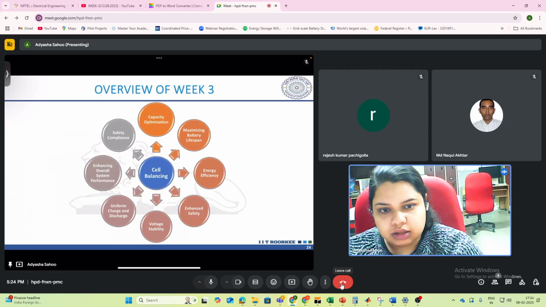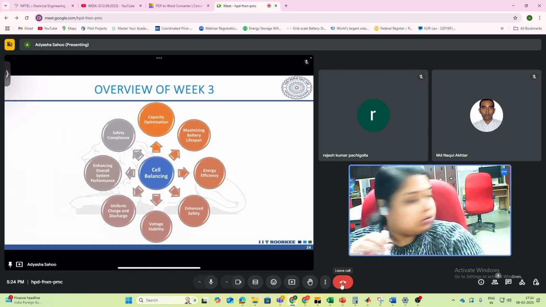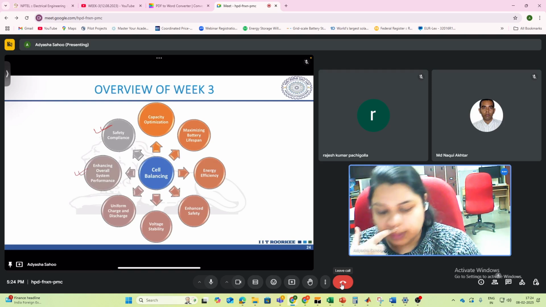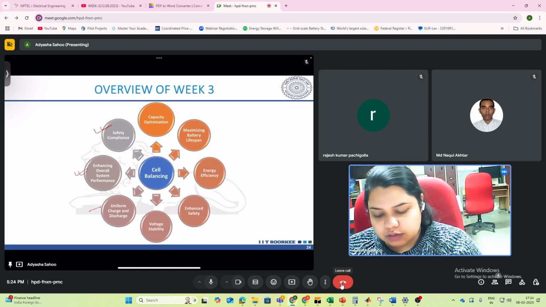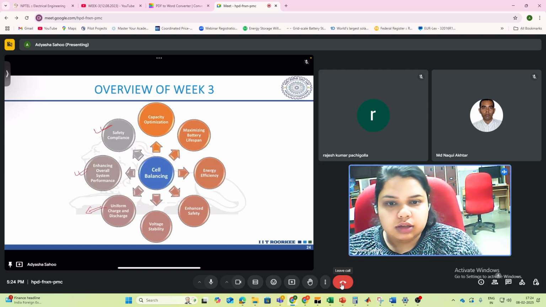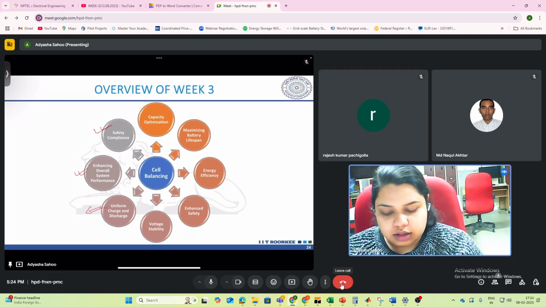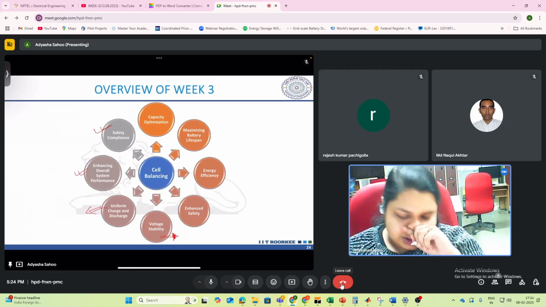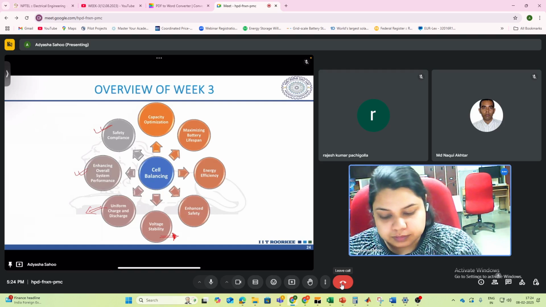This is safety compliance, as we discussed. Safety concerns as we discussed, and enhancing the overall system performance. Then if they have uniform SOCs, they will have uniform charge and discharge rates. They can also help in voltage stability because no cell will drift towards undervoltage or overvoltage. They will have the same voltages across them.